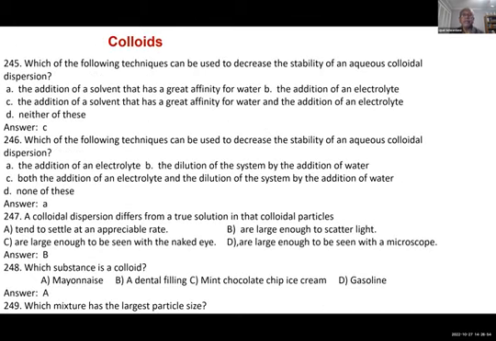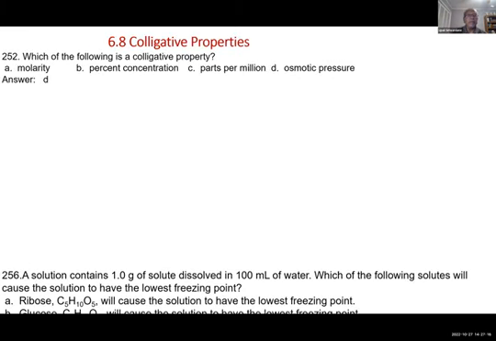Which of the techniques can we use to separate colloidal dispersions? Addition of solvent that has great affinity for water, it removes the water from the colloidal particles. Then they aggregate, they separate out. So these are about colloidals.